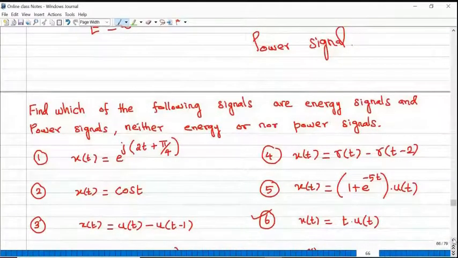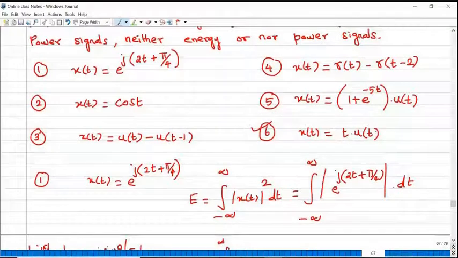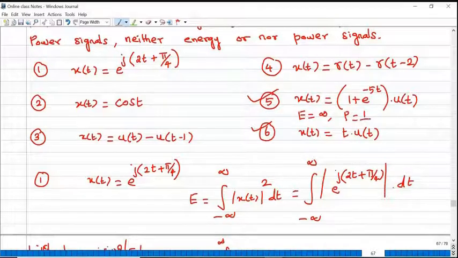Okay. X of t equal to 1 plus e power minus 5t, dot u of t. We can solve this problem similarly, like problem 4. Since u of t is given, your integration limit will be changing from 0 to infinite. Separately solve this section, and identify energy of the signal and power of the signal. You try by yourself. For this particular signal, you will get energy equal to infinite and power of the signal equal to 1 by 2 watts.